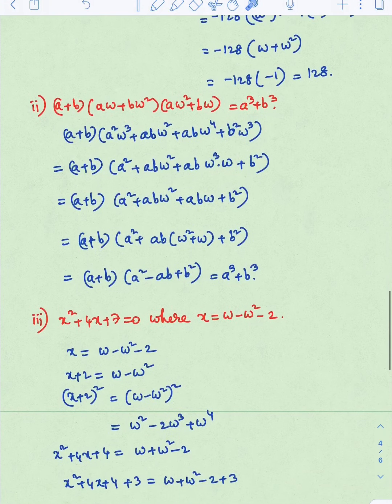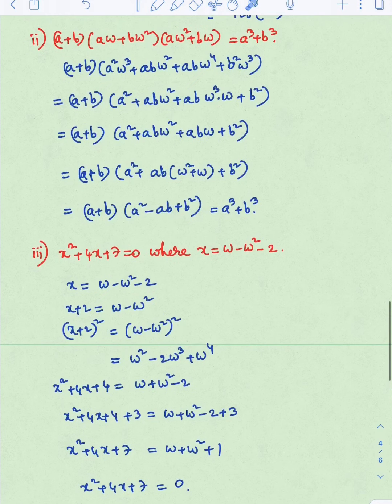Now coming to second proof. This is second bit and third bit also is there. Now let us see second bit. So this is a question to prove this. So a plus b. There are 2 terms here, here also 2. Total 4 will come. A omega square, a square omega cube. A omega b omega, a b omega square. B omega square, a omega square, a b omega power 4. B omega square, b omega b cube, b square omega cube.